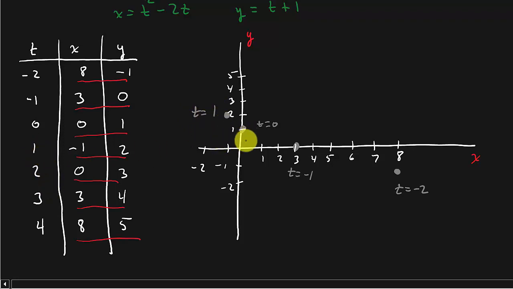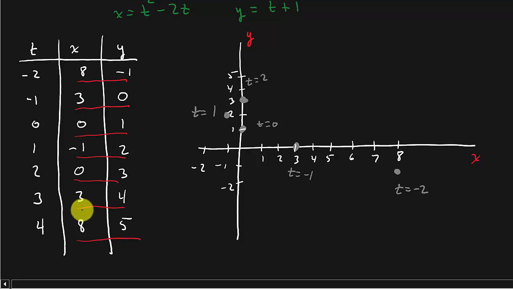See what I'm talking about there? I plot this point right here, -1, 2, and that's when t is equal to 1. So I just labeled it t equals 1. And then we plot the point 0, 3, which is right here. And this is for the value t equals 2.